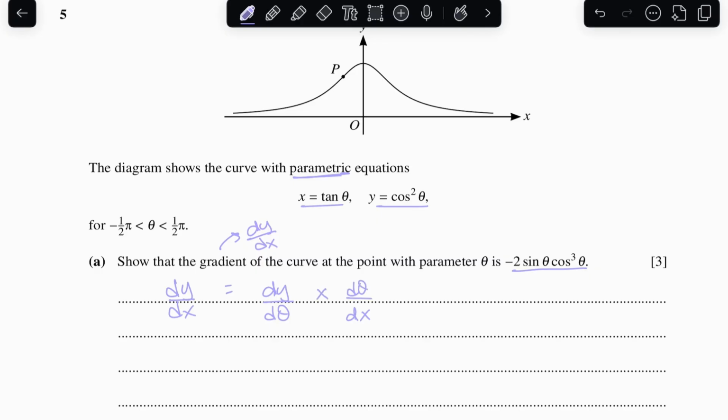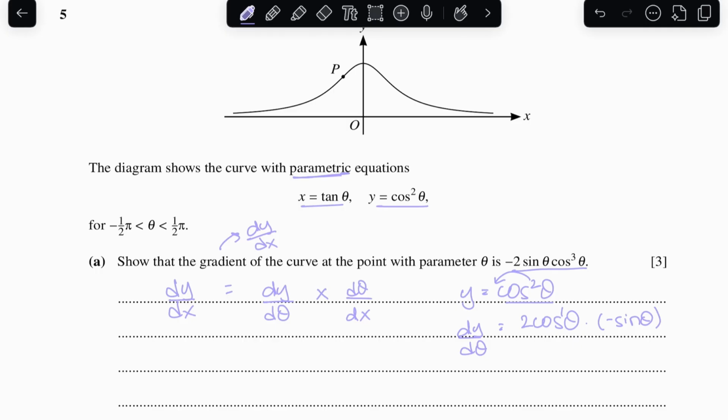So firstly, let's differentiate the equation of y. We have y is equal to cos square theta. To get dy over d theta, we bring the power down as the coefficient. So this will be 2 cos theta, and the power of cos will turn into 1 because when differentiating we decrease the power by 1. Then we multiply this with the derivative of the inside, which is minus sine theta, because the differentiation of cos is minus sine.